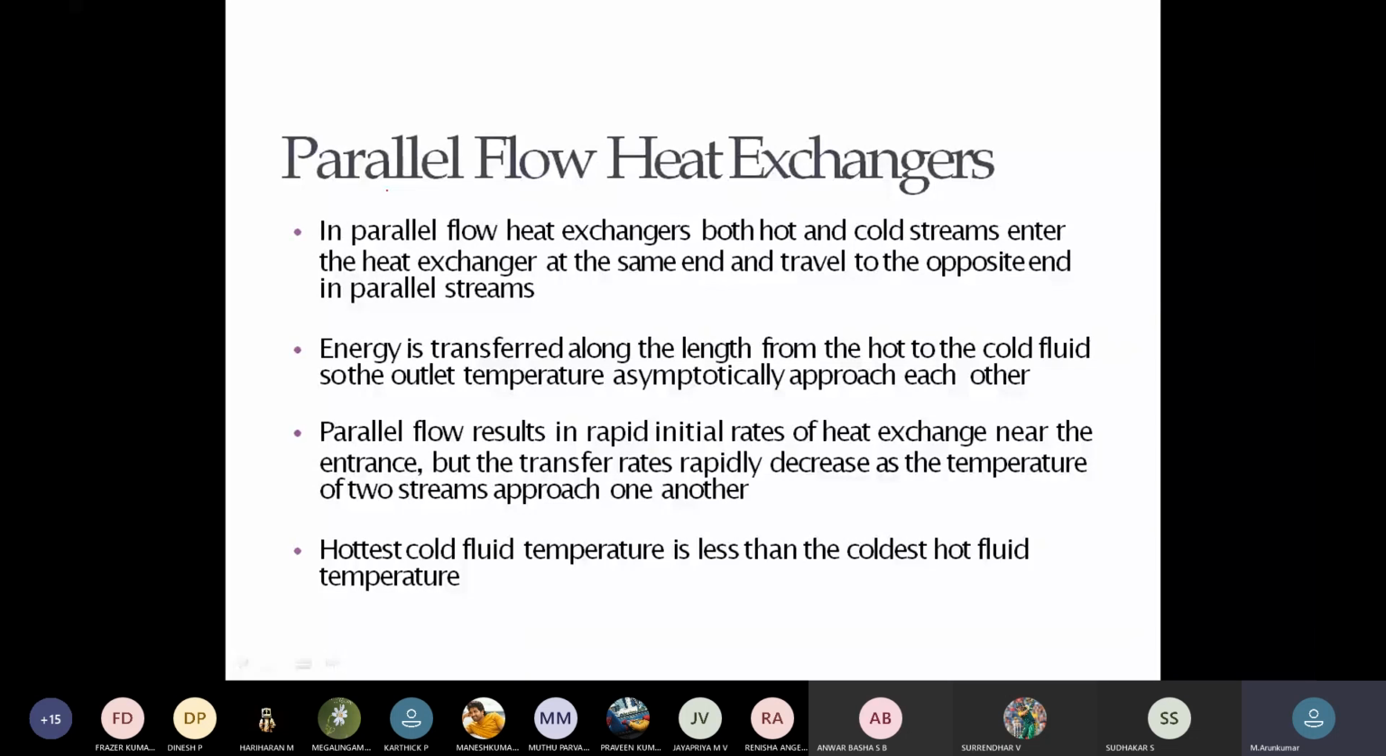Then the energy is transferred along the length from the hot to the cold fluid, so that the outlet temperatures asymptotically approach each other. Parallel flow results in rapid initial rates of heat exchange near the entrance, but the transfer rates rapidly decrease as the temperatures of the two streams approach one another. The hottest cold fluid temperature is less than the coldest hot fluid temperature after the heat exchanging process.